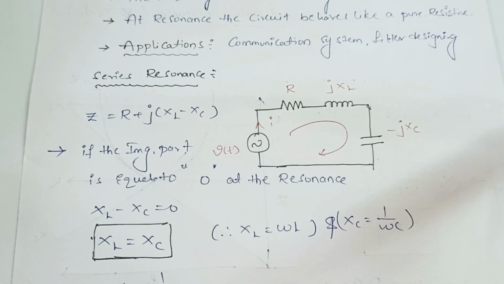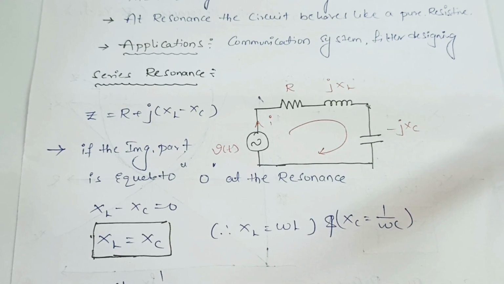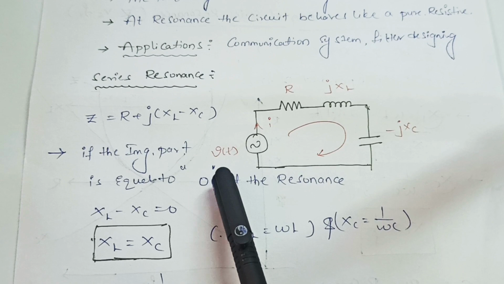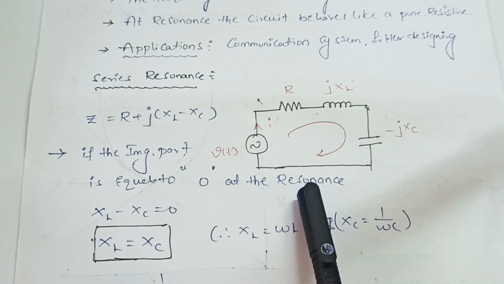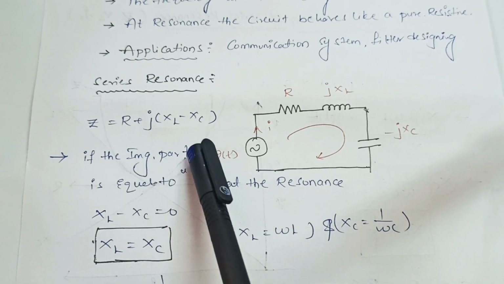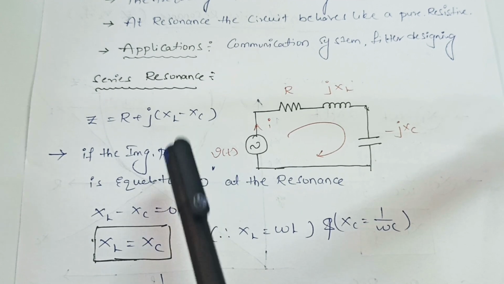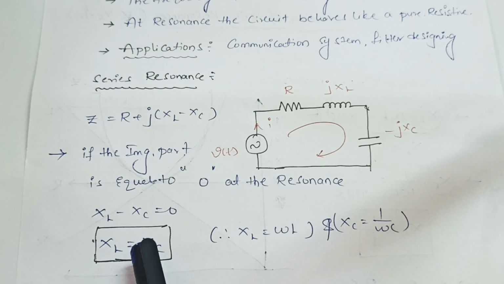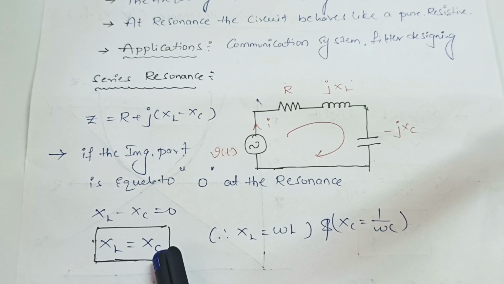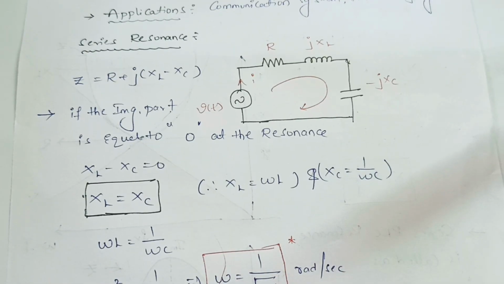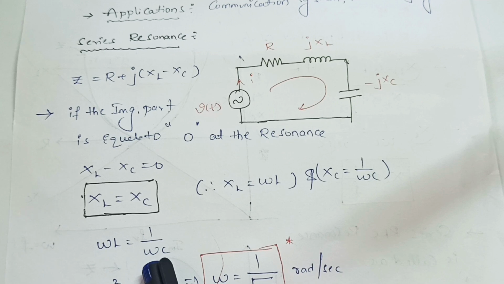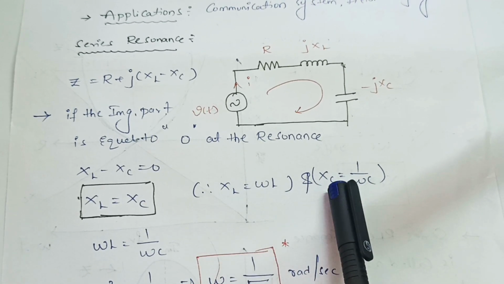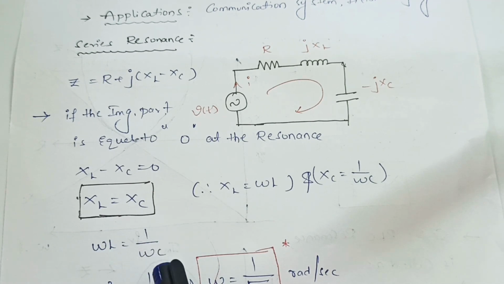Now I am taking the series resonance circuit. It is a combination of R, L and C with the AC supply voltage. This is the instantaneous voltage of the total circuit. If the imaginary part is 0, that is the resonant condition, and the condition is XL equal to XC. So from the XL and XC formulas, I get omega L equal to 1 by omega C.